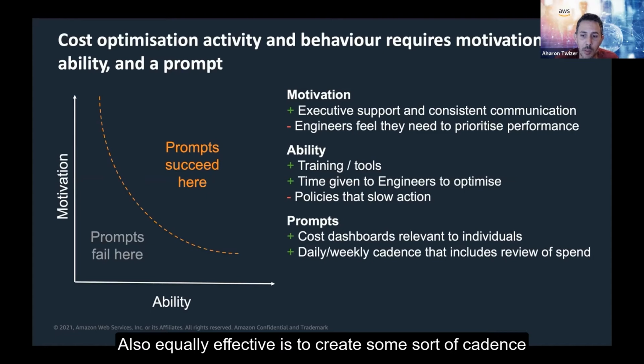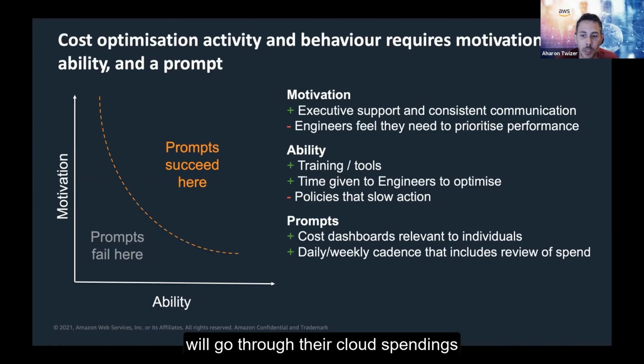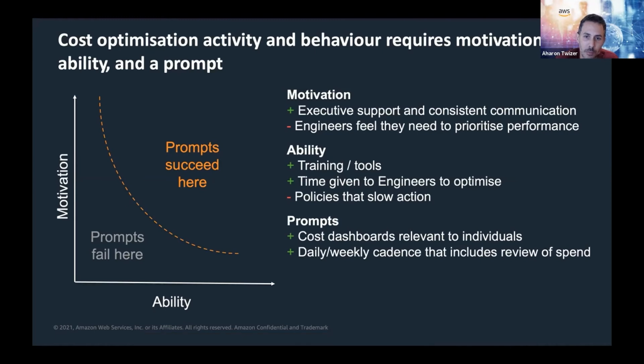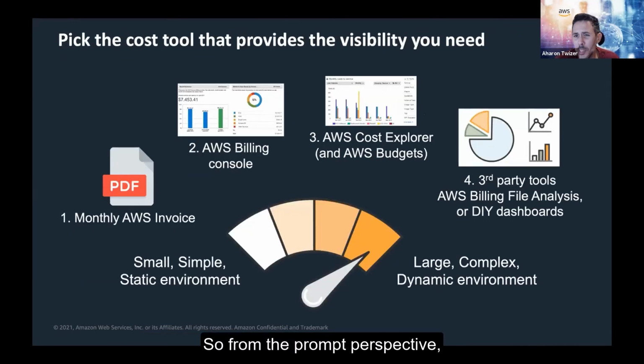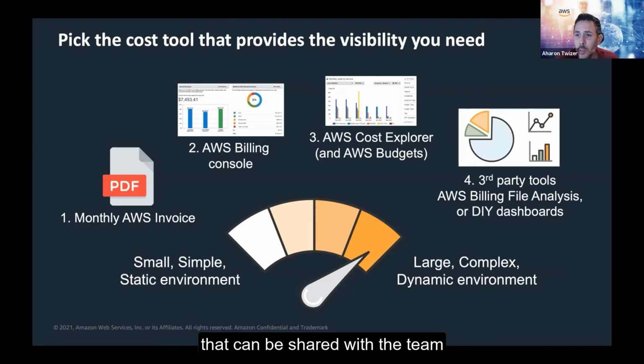Also, equally effective is to create some sort of cadence, whether daily or weekly, where teams or individuals will go through their cloud spendings and understand if there are any unintended costs. So from the prompt perspective, it is super important to use a cost visibility tool. This can be as simple as a monthly AWS invoice that can be shared with the team.